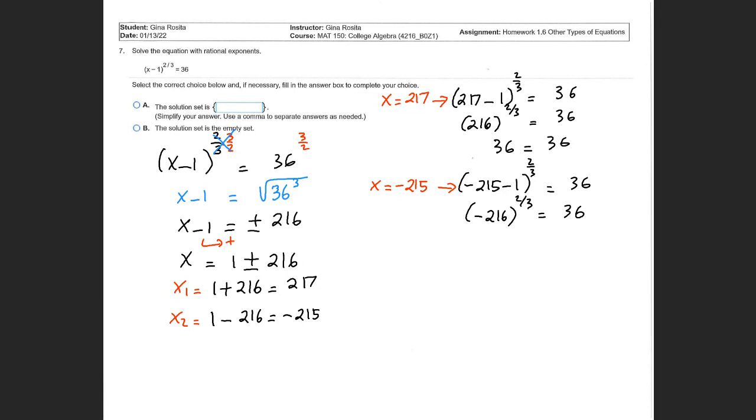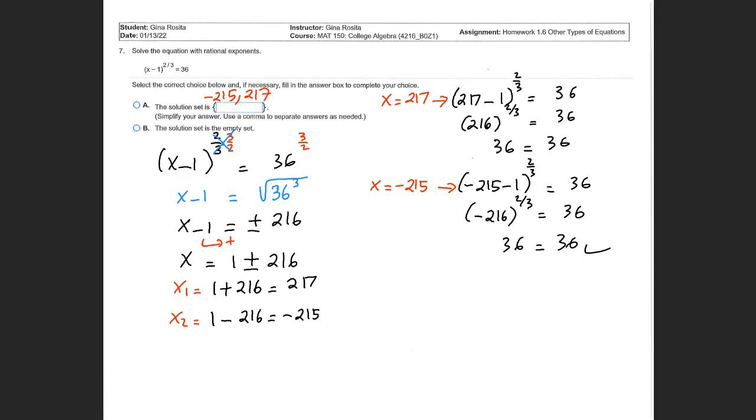Okay, so now the answer is, for this one, you got 36 equals 36. Check, yeah? So everything is right. So now we got the answer. The answer is the first one, negative 215. The second one, 217. Okay.